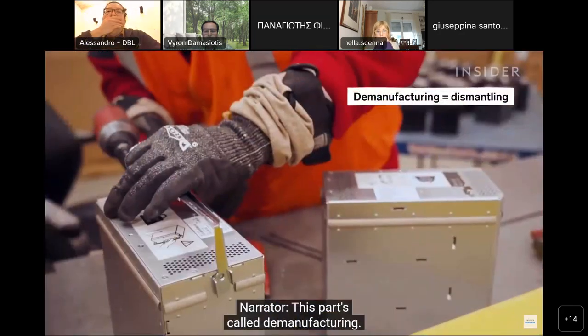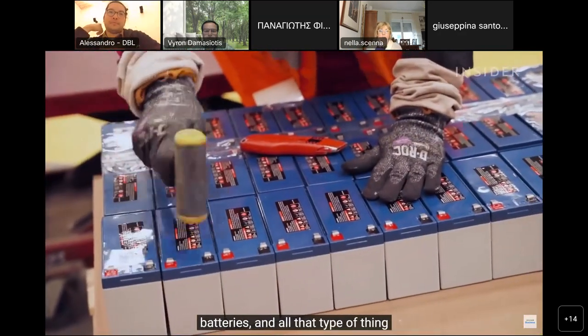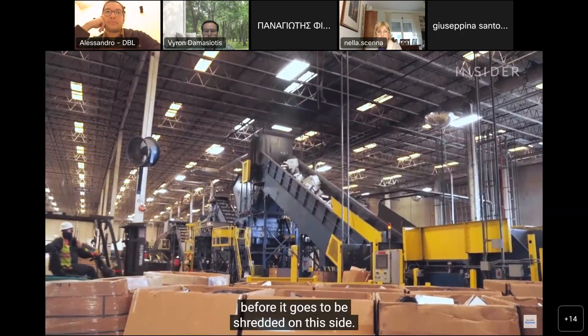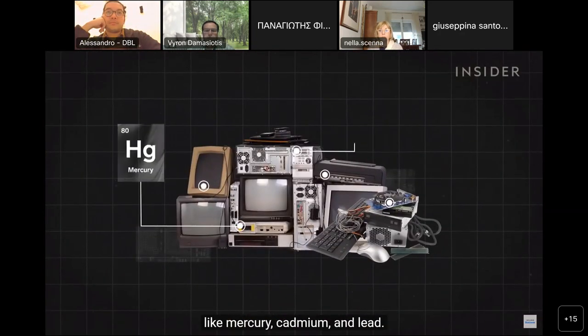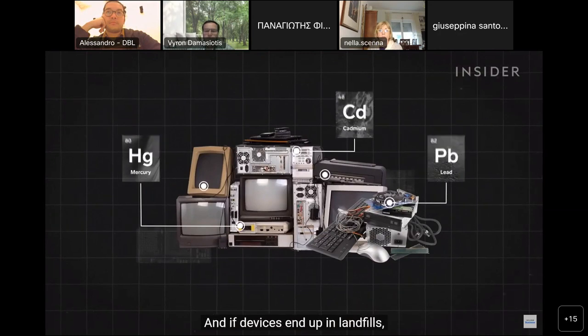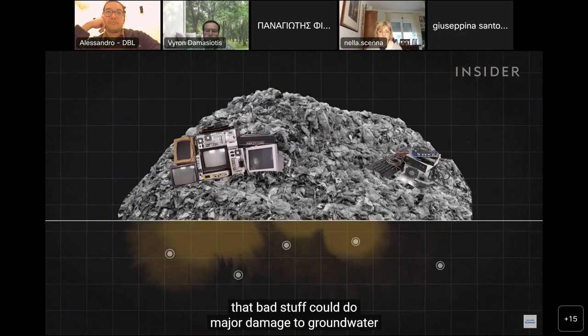This part's called demanufacturing. So we'll remove hazards, batteries, and all that type of thing before it goes to be shredded on this side. There's a lot of hazardous materials in electronics, like mercury, cadmium, and lead. And if devices end up in landfills, that bad stuff could do major damage to groundwater and soil.